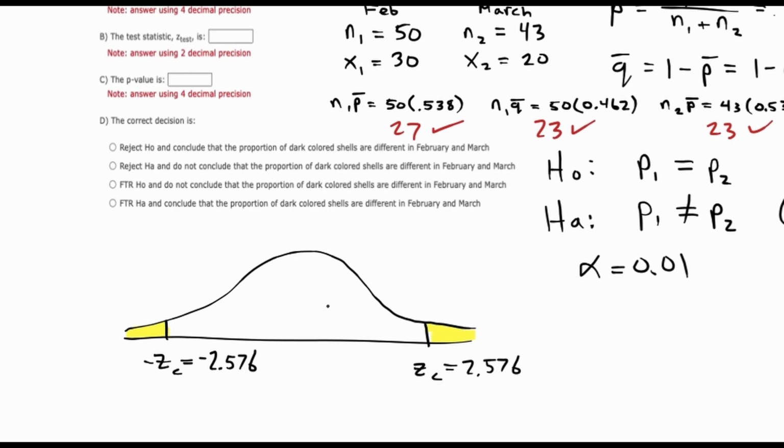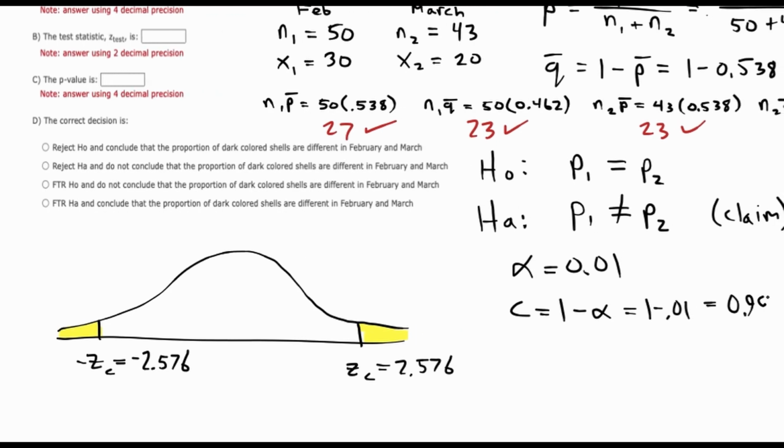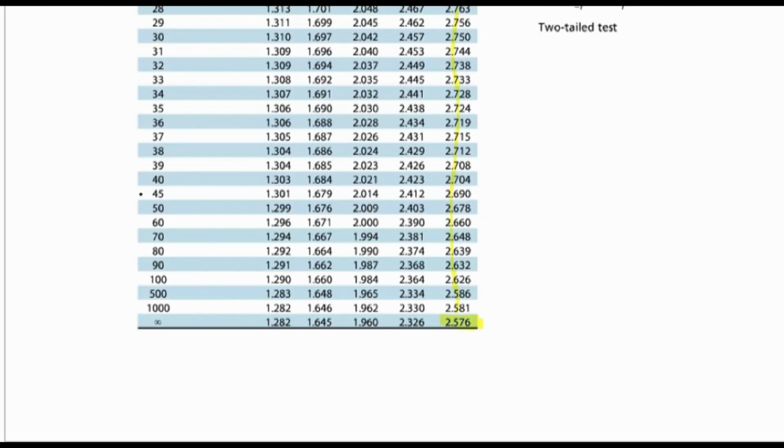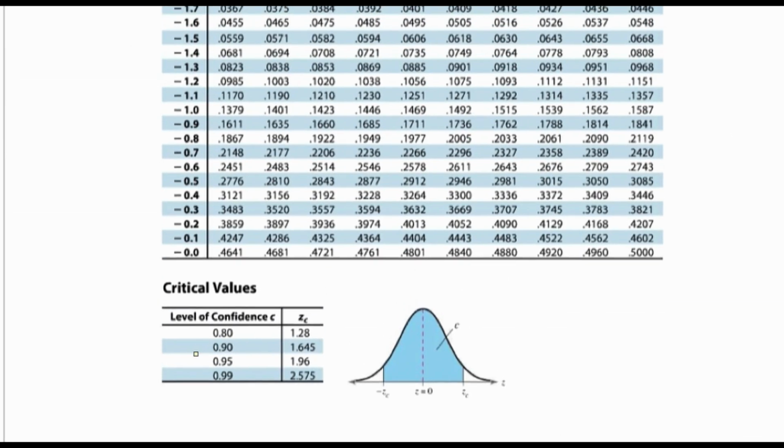Okay, now another way to look that z up would be to figure that the confidence level would be 1 minus the alpha level. And so confidence level would be 0.99. And so that would be another way to find those cutoffs, because if we go to the table, there's a shortcut table right here for a confidence level of 99%. And it's approximately the same value.